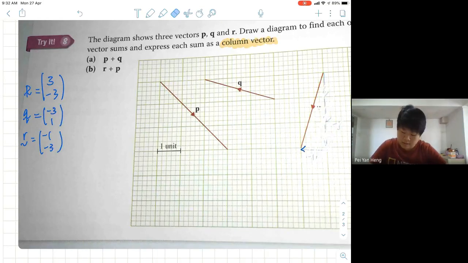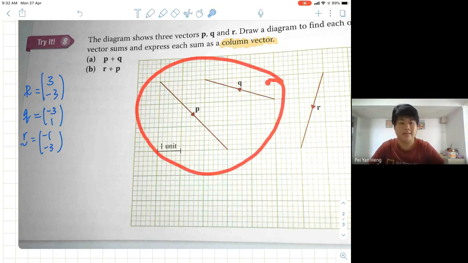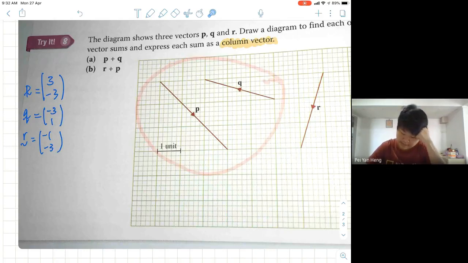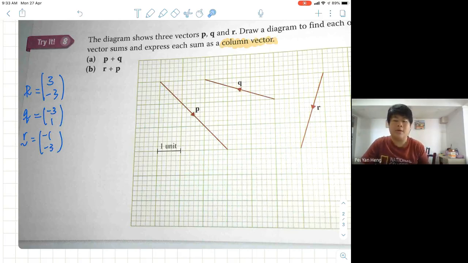Okay, so for part A, you want vector P plus vector Q. Look at these two lines. You can start with vector P, then add vector Q, or you can start with vector Q, then add vector P. Doesn't matter. Later on we will see that whichever pathway you take, it will still give you the same destination. Whether you start from P then use Q, or use Q then use P, it will still give you the same point.